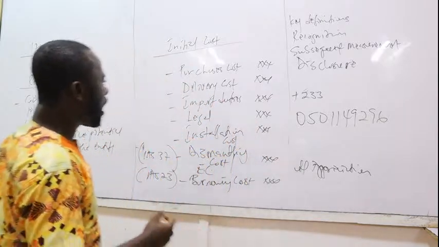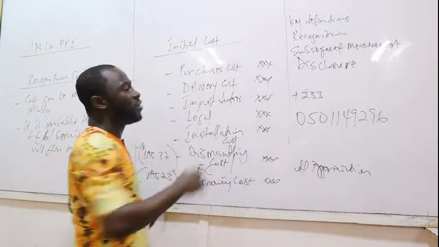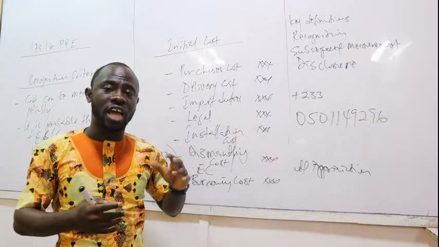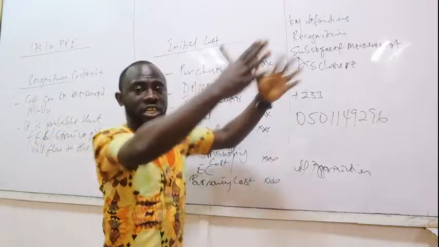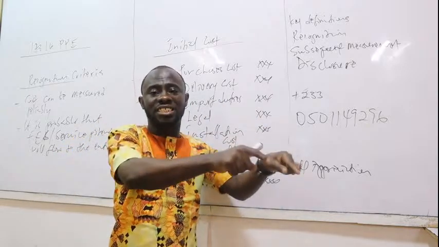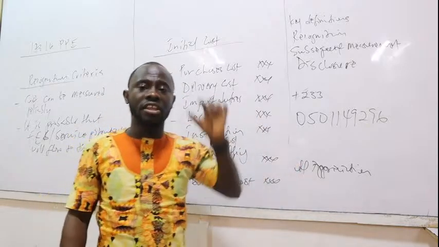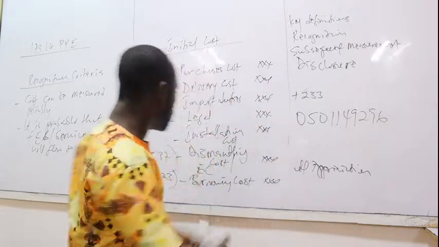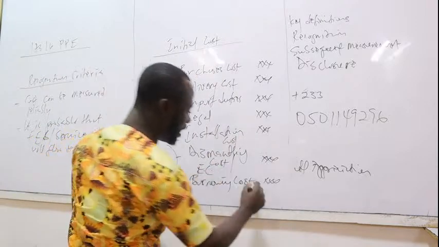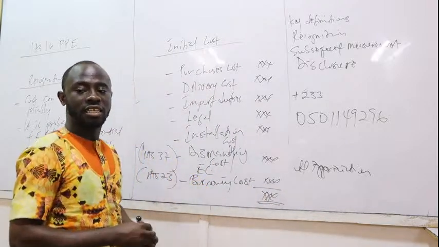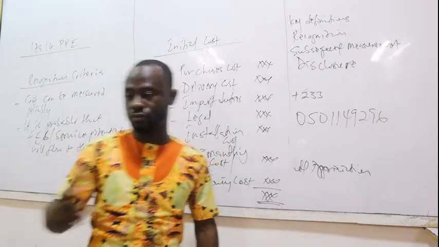So these are a number of things. So when we say the initial cost of the asset, we say that the initial cost of the asset shall include the purchase cost and other direct costs incurred in bringing the asset to its present use. So there could be other items, but these are the basic ones. And when we add these up, this gives us the initial cost.